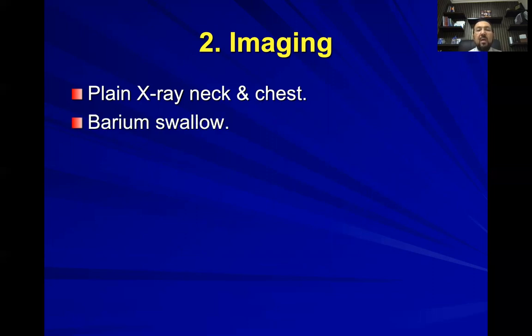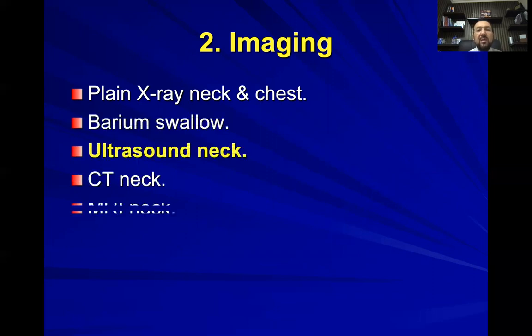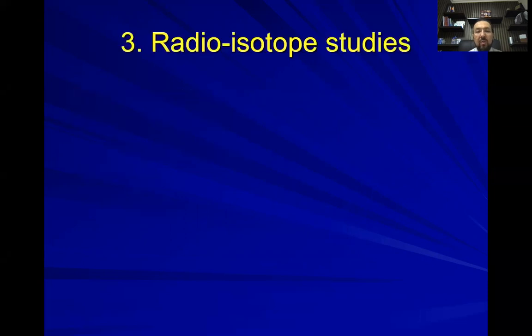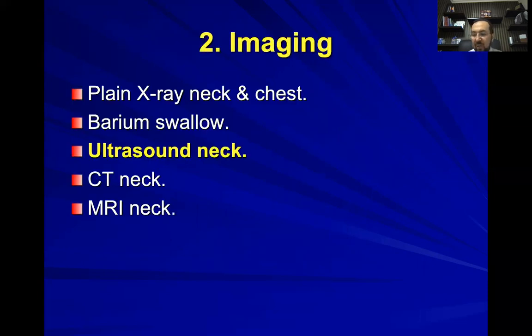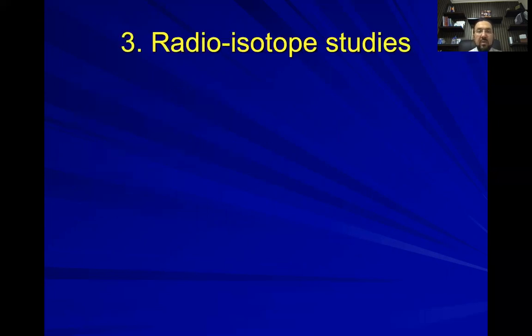The second item for the investigations is the imaging, where we can have a plain X-ray for the neck or chest, barium swallow, ultrasound neck, CT neck, MRI neck, or others. However, the ultrasound neck is the most important, useful and informative tool of investigation.